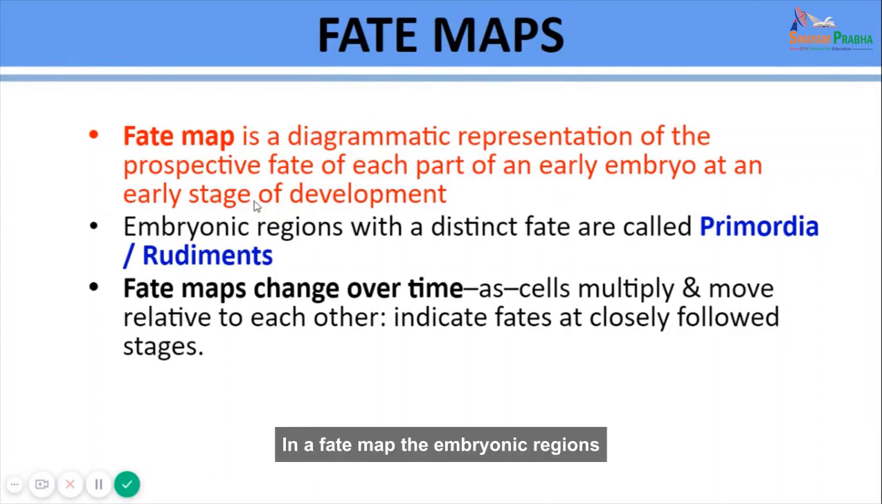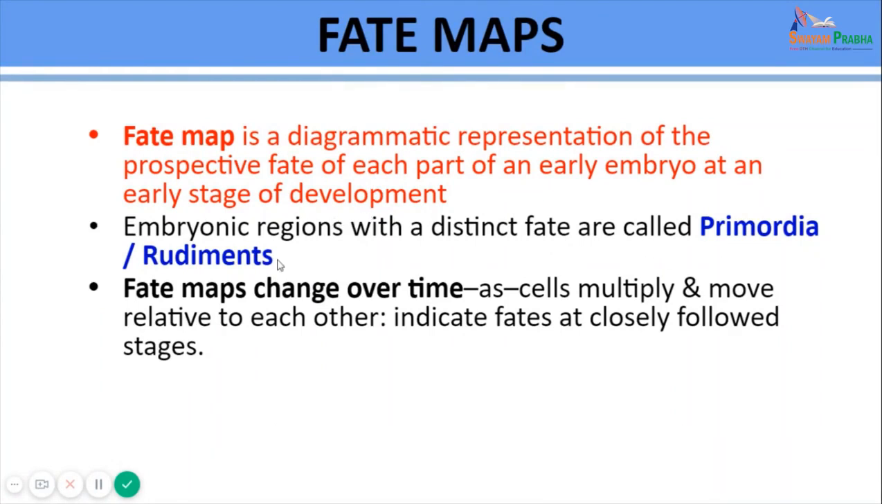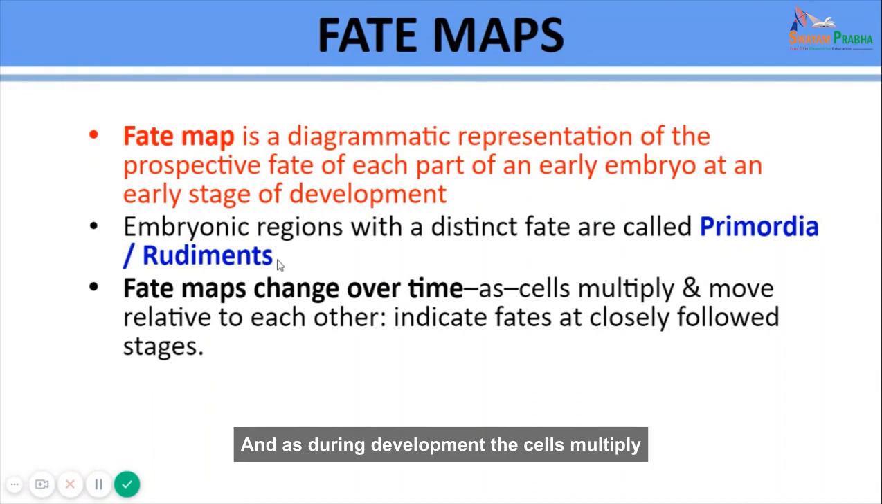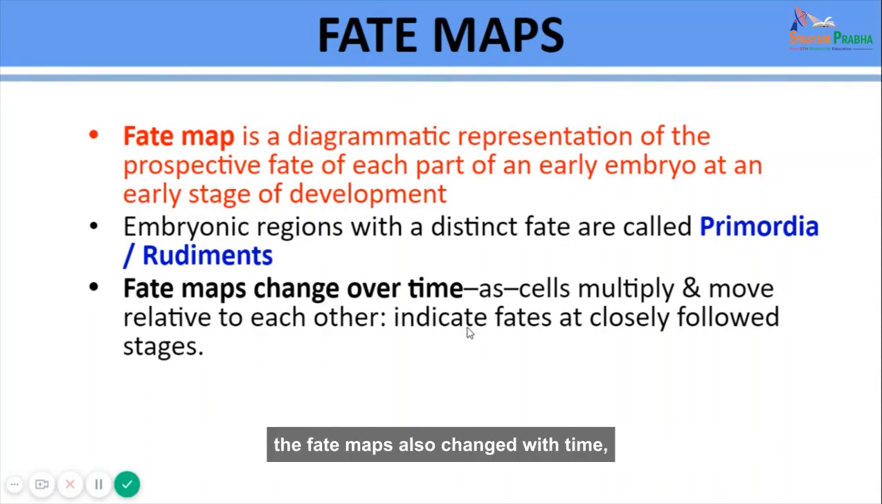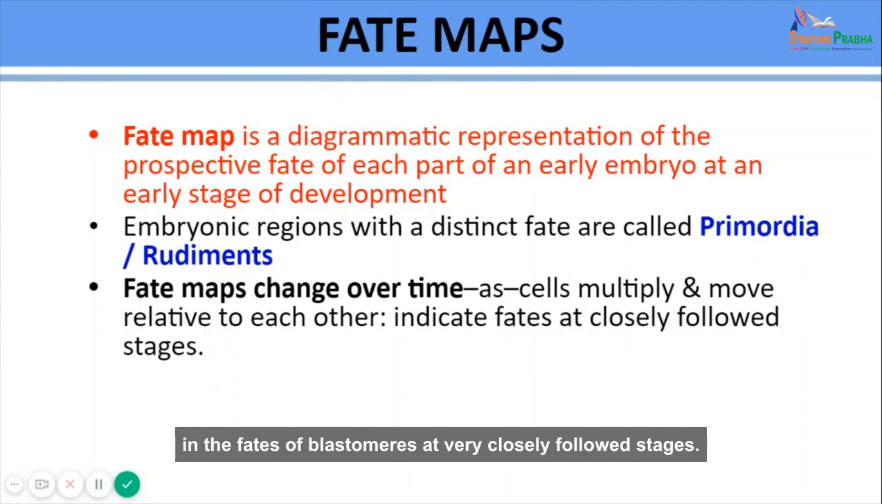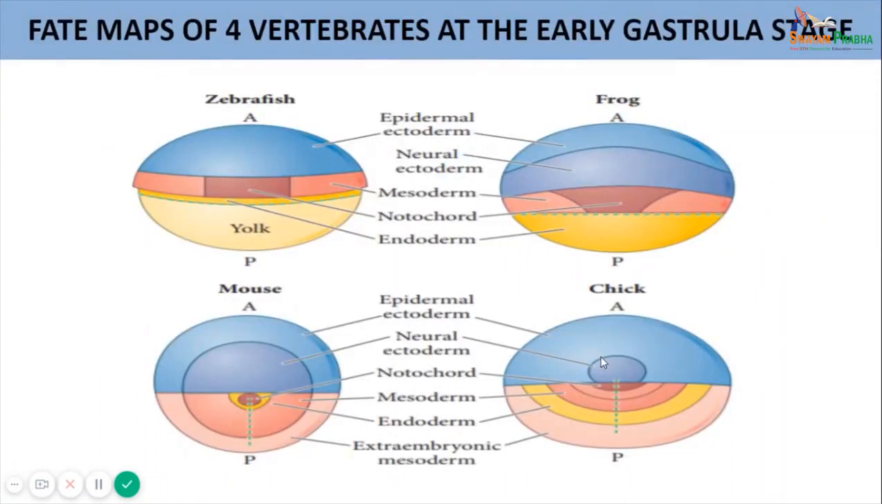In a fate map, the embryonic regions with a distinct fate are called primordia or rudiments. And as during development the cells multiply and they change their positions with respect to each other, the fate maps also change with time. That is, the fate maps will always indicate changes in the fates of blastomeres at very closely followed stages.